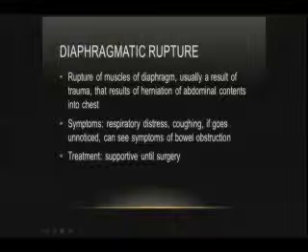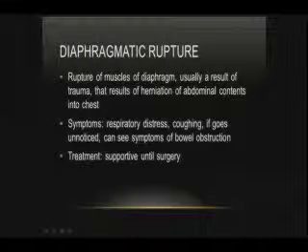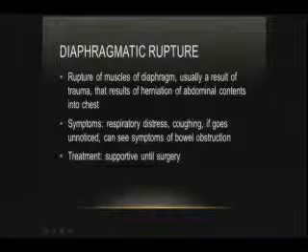Diaphragmatic rupture is rupture of the muscles of the diaphragm. It's usually due to trauma that basically results in herniation of the abdominal contents into the chest. As you can imagine, the symptoms would be respiratory distress and coughing. If it goes unnoticed, you can actually end up seeing symptoms of a bowel obstruction. And the treatment with that is also supportive until surgery.